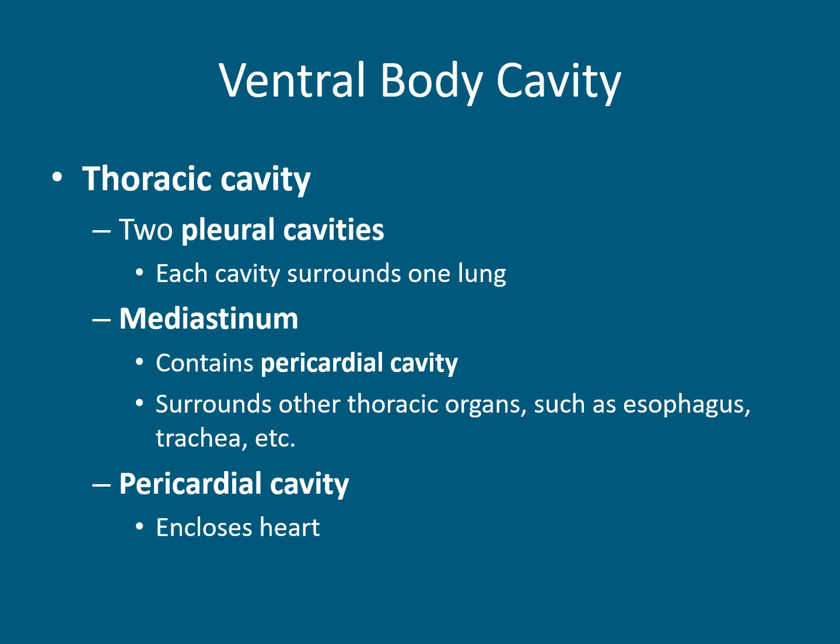The thoracic cavity is further subdivided. It contains two pleural cavities. Each pleural cavity contains your lungs. So pleural refers to lungs. And then the mediastinum contains the pericardial cavity, which contains the heart.